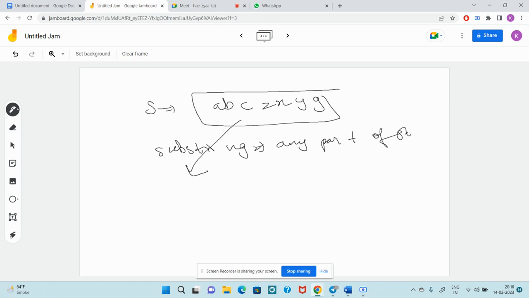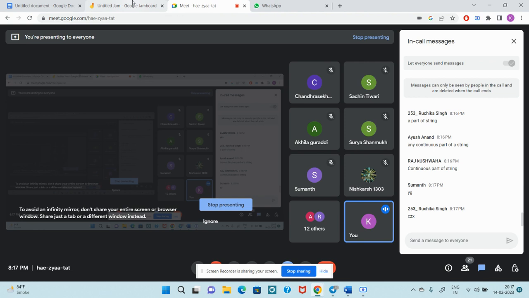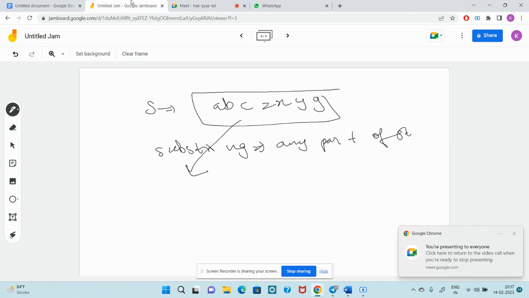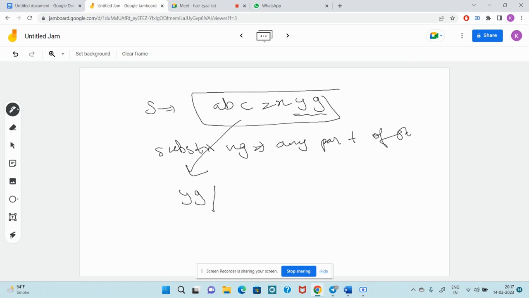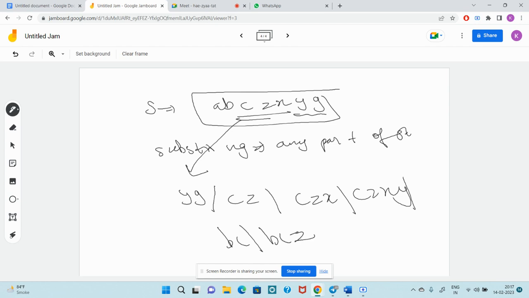Please start writing an example of a substring for this string in the chat. Yeah, YG, a continuous part of the string. So YG is a substring, right? Guys, any other substrings you can say? There are so many substrings. CZ is also a substring. CZX is also a substring. CZXY is also a substring. BC is also a substring. BCXZ is also a substring.